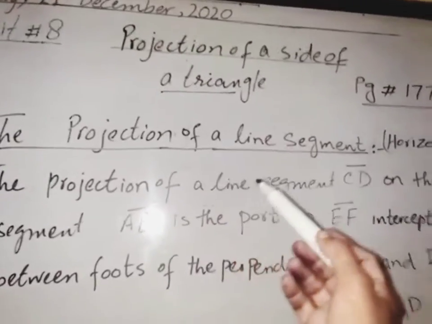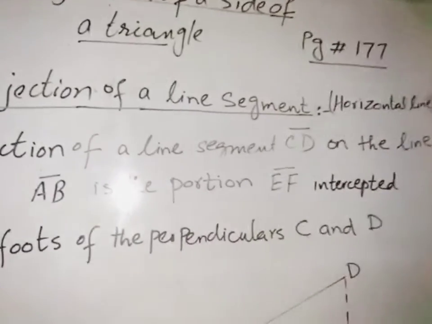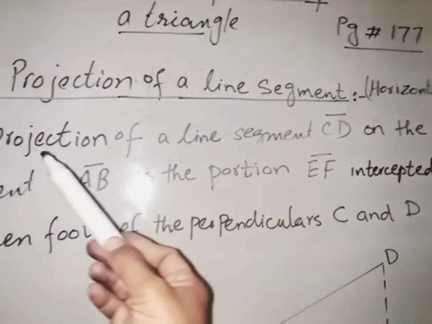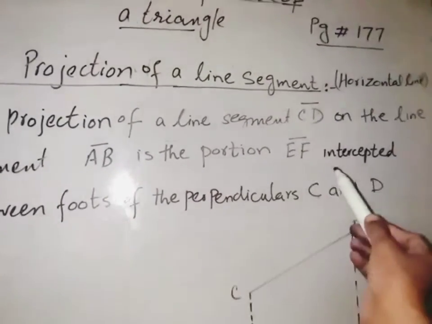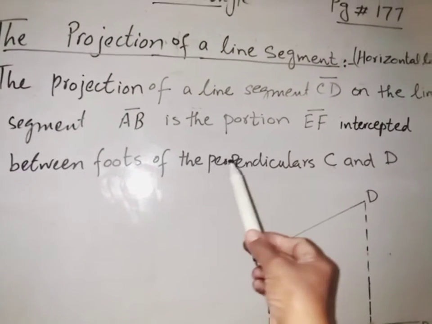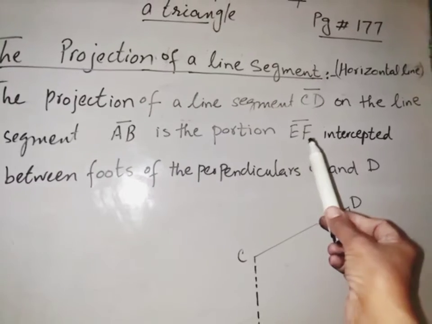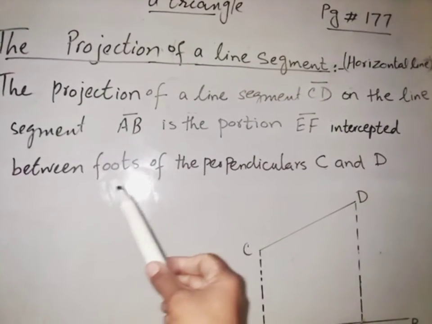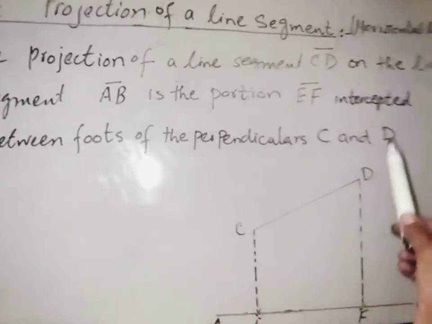And now the projection of a line segment. The line segment which is horizontal line, not the vertical line. So the projection of a line segment CD on the line segment AB is the portion EF intercepted between the foots of the perpendicular from C and D.